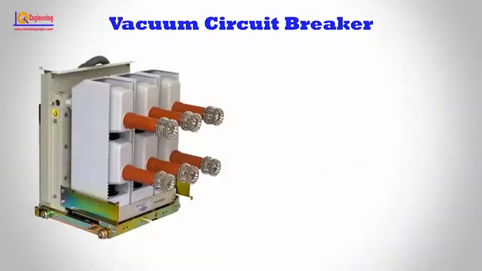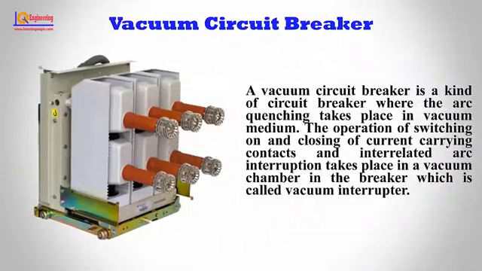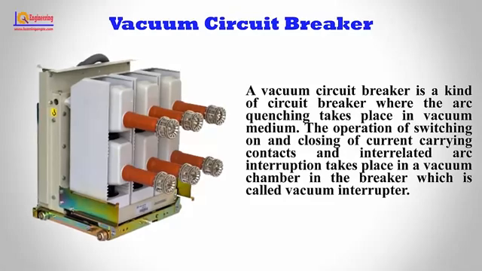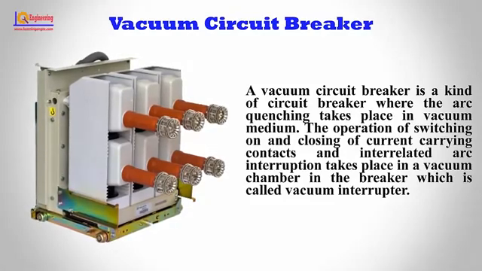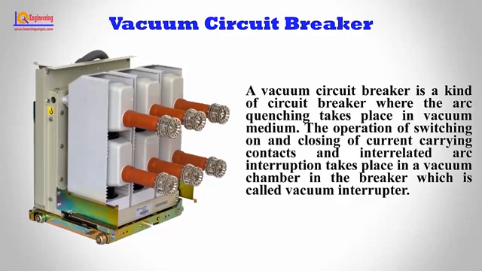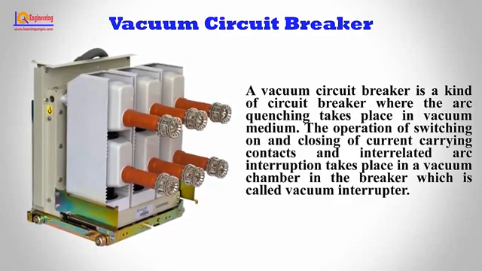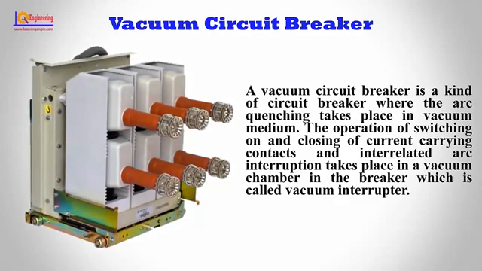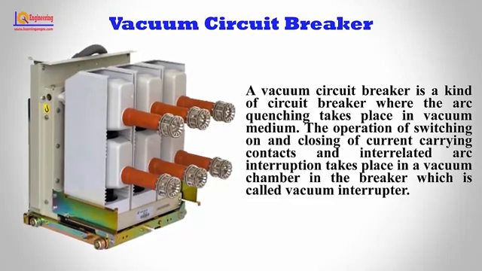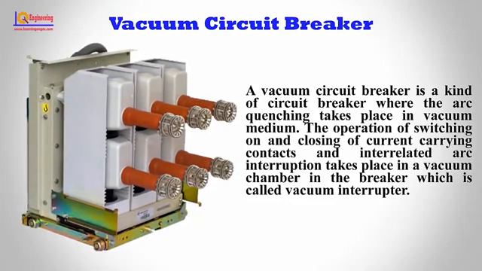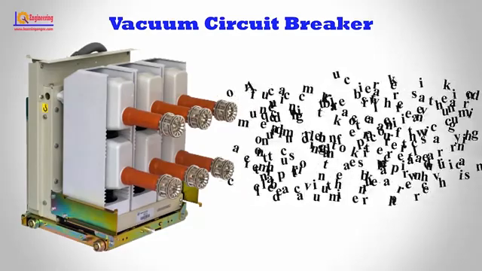Vacuum circuit breaker. A vacuum circuit breaker is a kind of circuit breaker where the arc quenching takes place in vacuum medium. The operation of switching on and closing the current carrying contacts and interrelated arc interruption takes place in a vacuum chamber in the breaker, which is called vacuum interrupter.